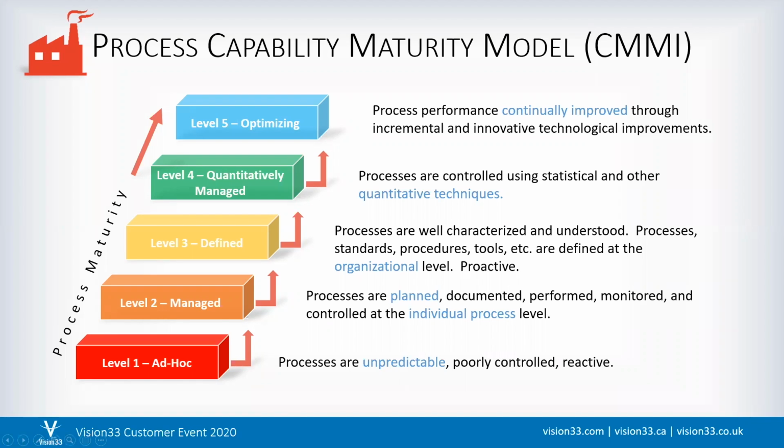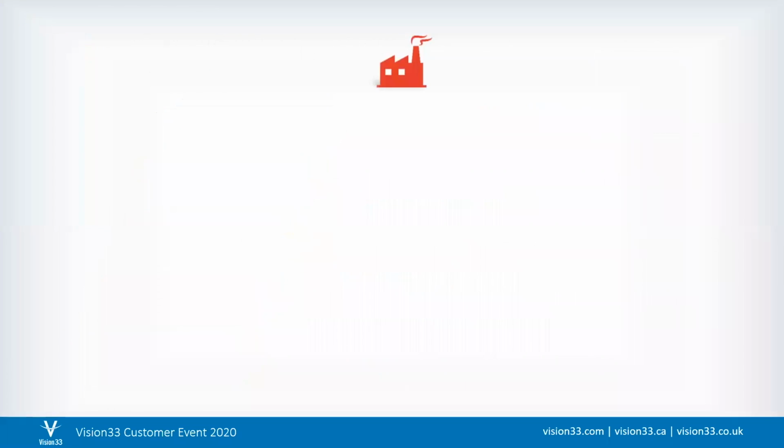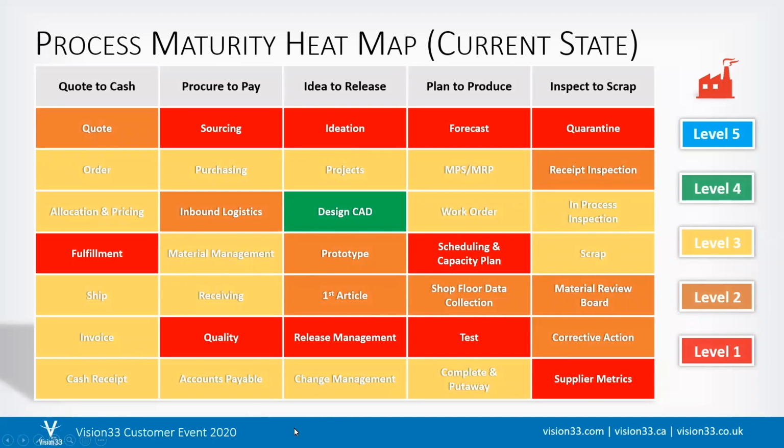Now, let me show you an example of a business process analysis, a heat map, if you will. And here we see a number of business processes that are within 5 different process models: quote to cash, procure to pay, idea to release, and more engineering oriented, plan to produce. This is planning, procurement, and forecasting and manufacturing. And then inspect to scrap. In this particular case, this company was rated relatively low in its maturity. And we see a few reds, and we see a lot of oranges. We see a lot of yellow, but only one green. So they really have not moved forward with their business processes to where they want to.